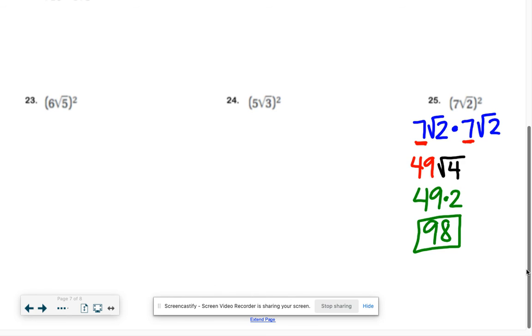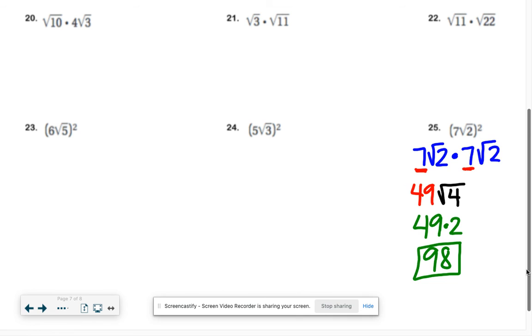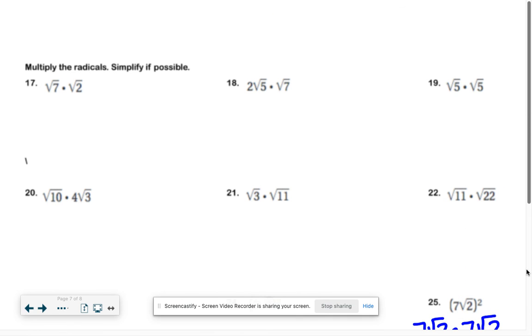Can we do 18 together? Yeah, of course we can. Is anyone still copying this one down? No? Okay. 18 is this. So kind of similar. There's an imaginary 1 right here. So what's 2 times 1? 2. And then 5 times 7 is 35. Can we break down 35? No. Done.